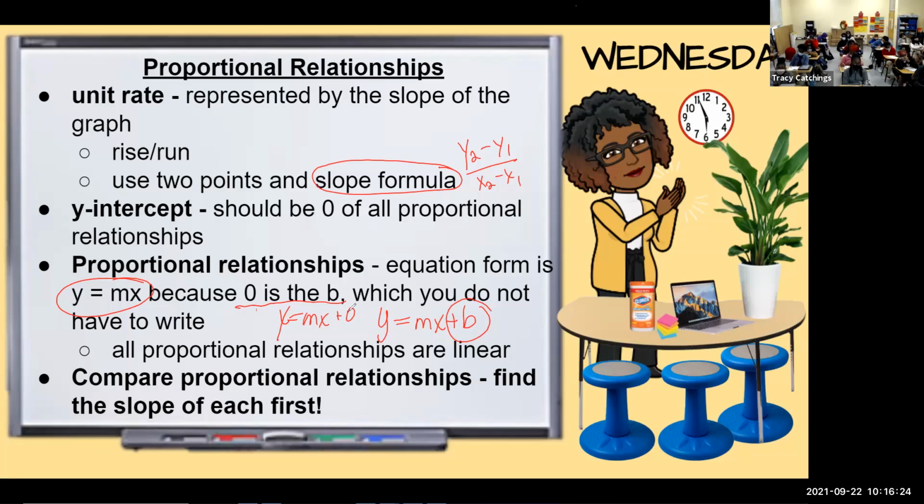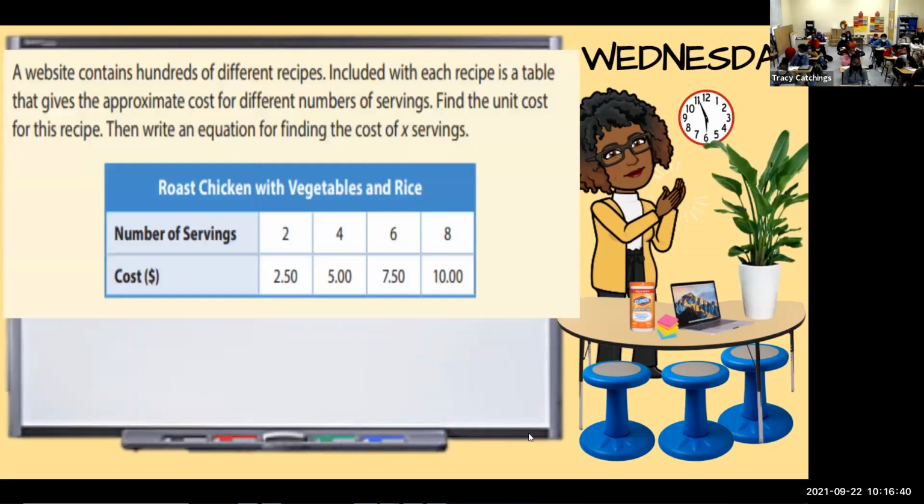And then they tell us to compare. We first have to find the slope of each. So definitely make sure we get that slope, then we're able to compare. Questions? Got what you need? Y'all know us. Let those notes guide our thinking.